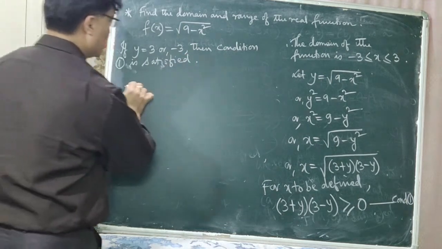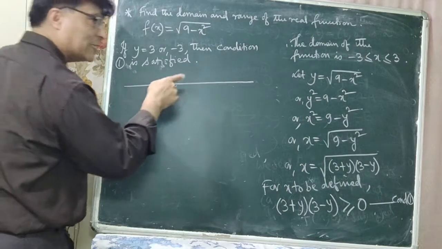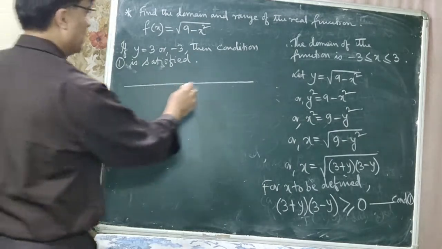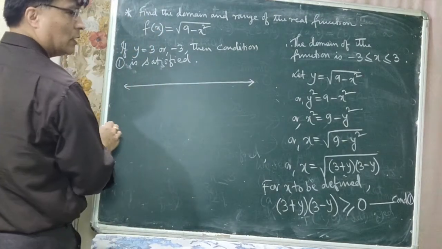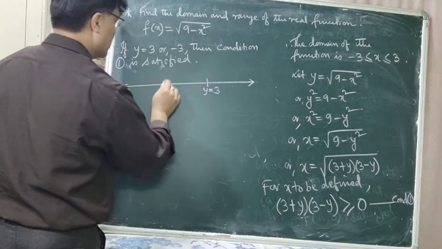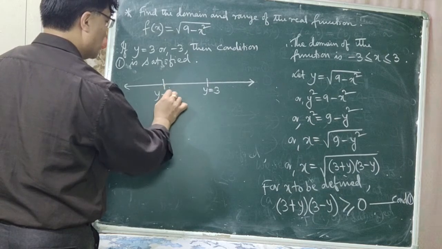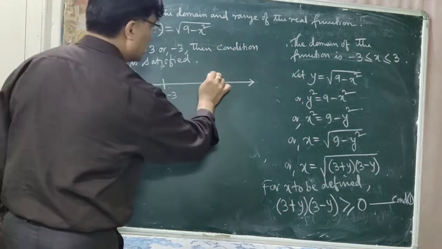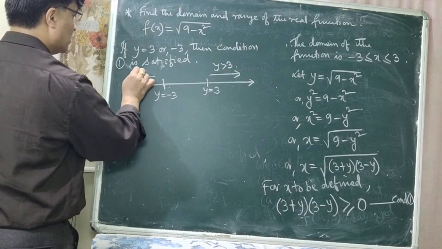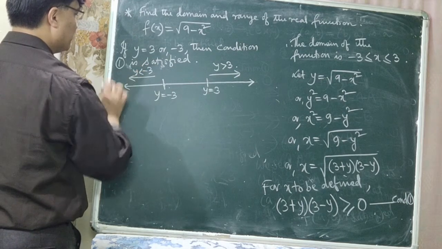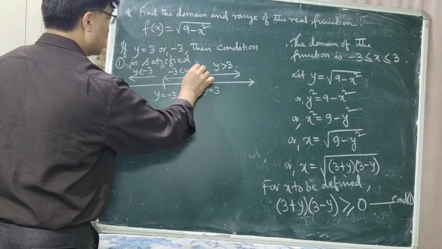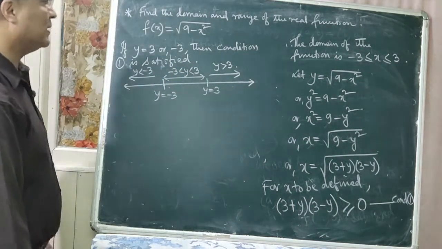Okay, now let us draw the number line here again. Similarly, as in domain, you can solve for range also. Okay, so this is your number line. So this is y is equal to 3. Exactly this point is y is equal to 3, and exactly this point is what? Y is equal to minus 3. So on the right of y is equal to 3, you may have y greater than 3. On the left of y is equal to minus 3, you may have y less than minus 3. And in between these two values, minus 3 less than y less than 3.